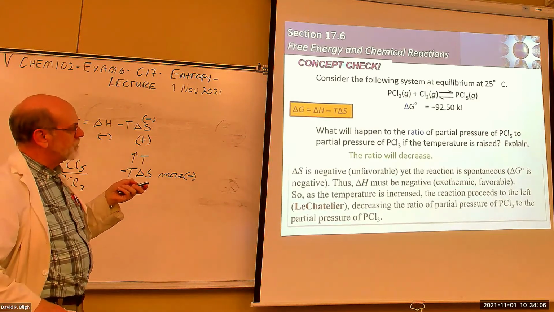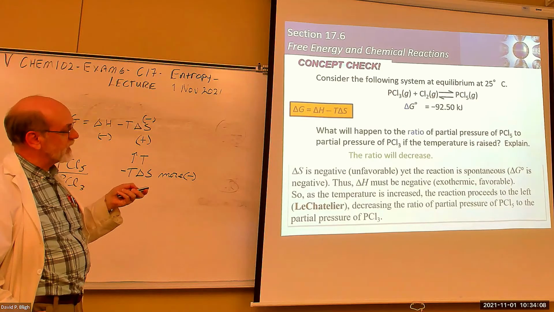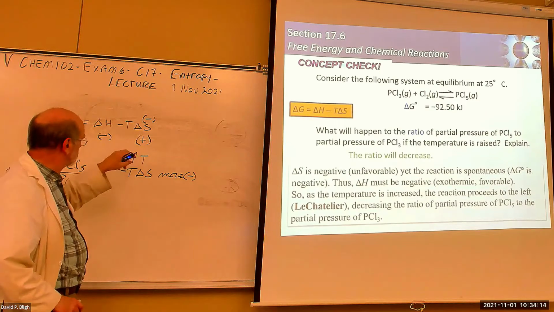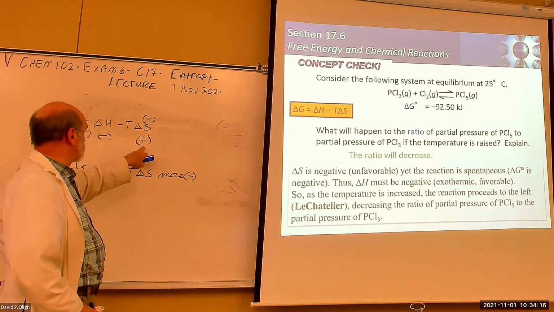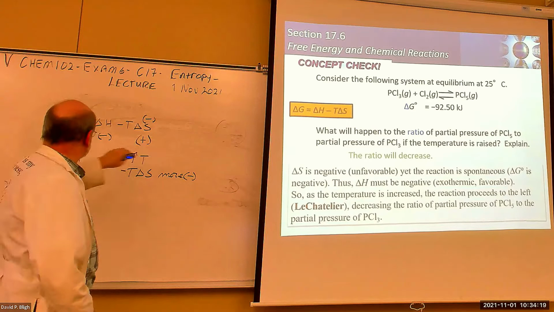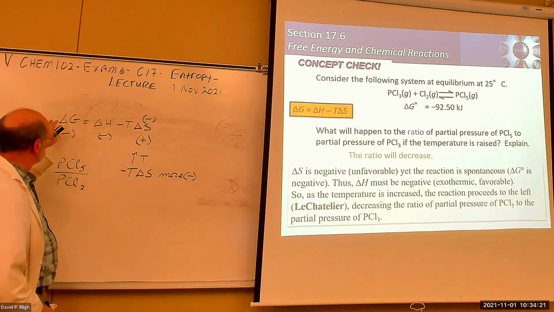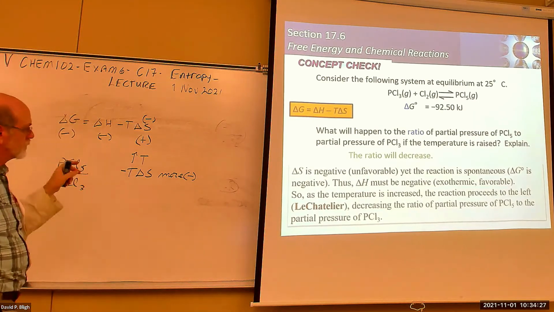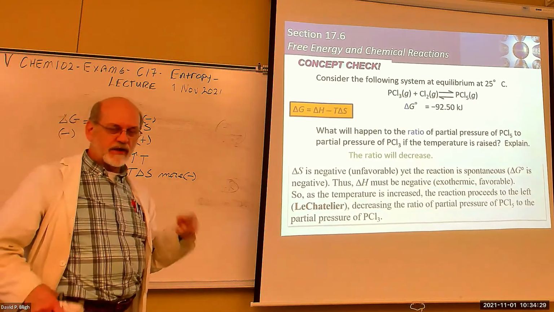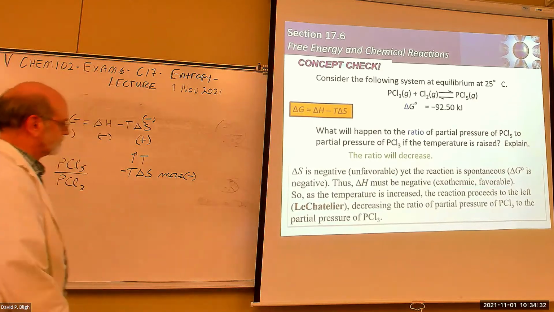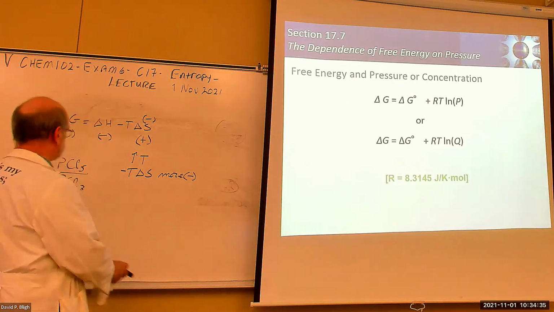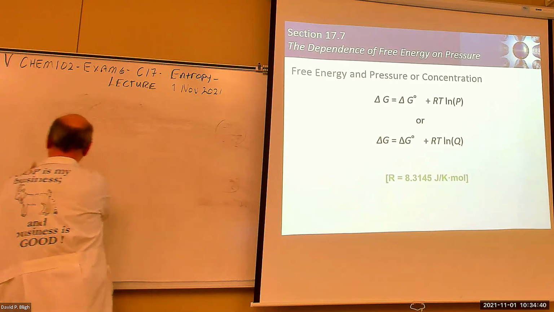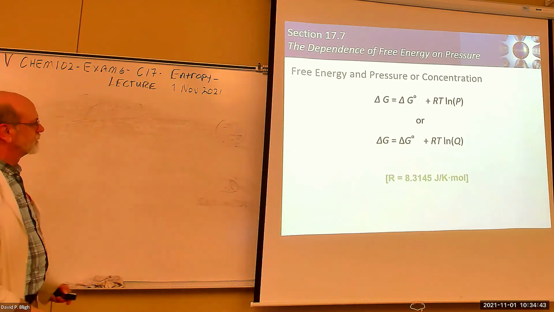Based on the number of moles on this side and the number of moles on that side, this is more ordered than that one is. The product side is more ordered. So the delta S has to be positive. But since delta G is negative, then delta H has to be negative. So we can determine from that the process is exothermic. Then we can use Le Chatelier. Okay.